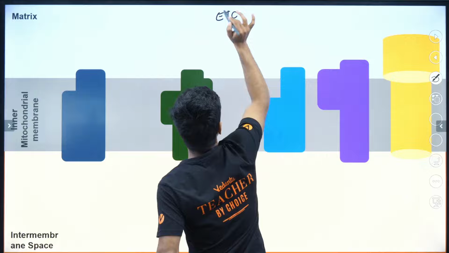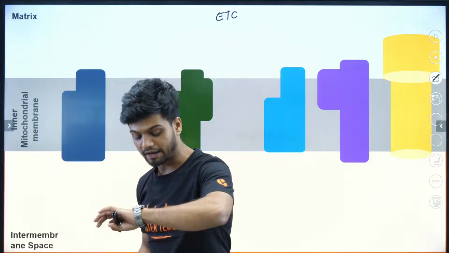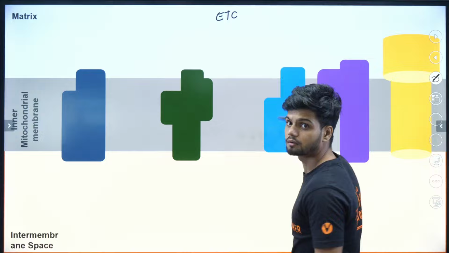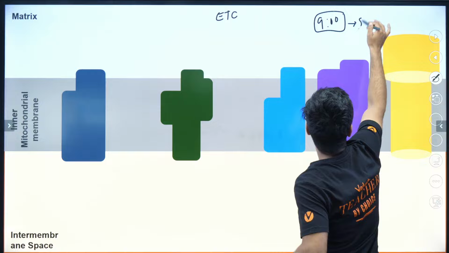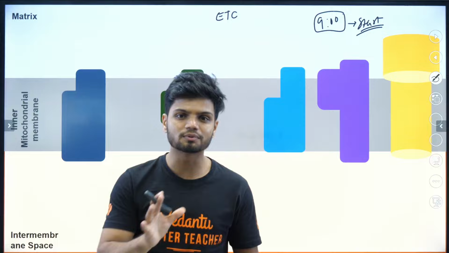Now what is the time now? The time is right now 9:50. Exactly at 9 o'clock, we will start electron transport chain. So 10 minutes I have given you. Drink some water, eat something, and then we will come.